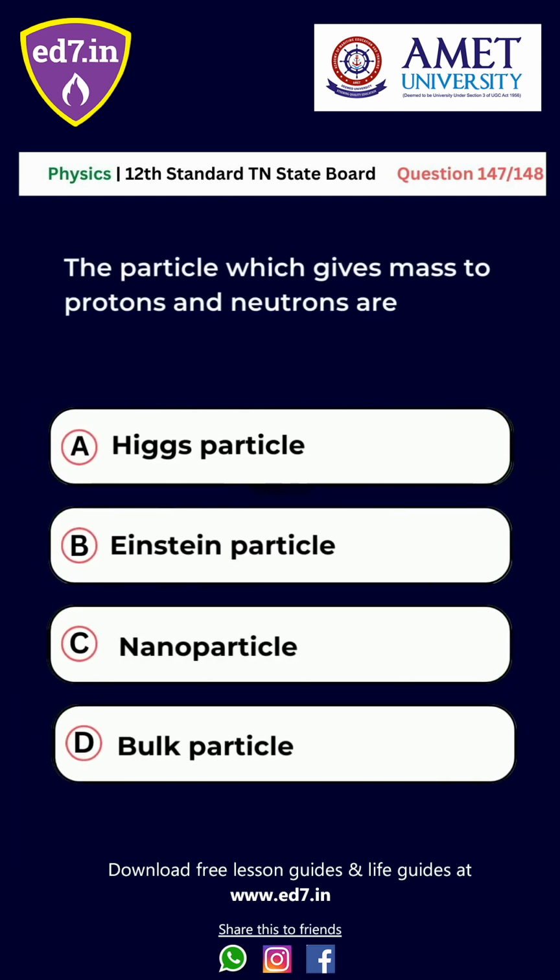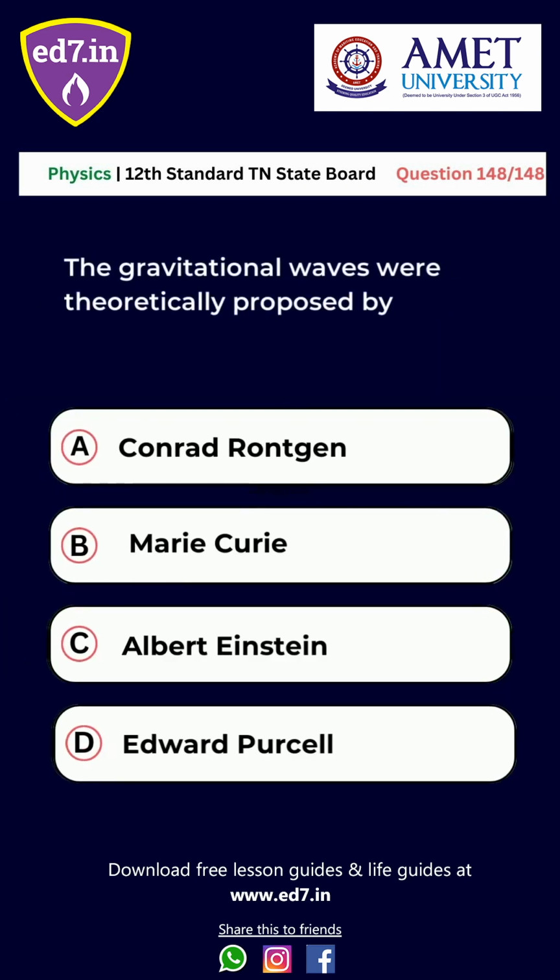Question number 147. The particle which gives mass to protons and neutrons is option A, Higgs particle, B, Einstein particle, C, nanoparticle, D, bulk particle. Right answer is option A, Higgs particle. Question number 148. The gravitational waves were theoretically proposed by option A, Konrad Röntgen, B, Marie Curie, C, Albert Einstein, D, Edward Purcell. The right answer is option C, Albert Einstein.